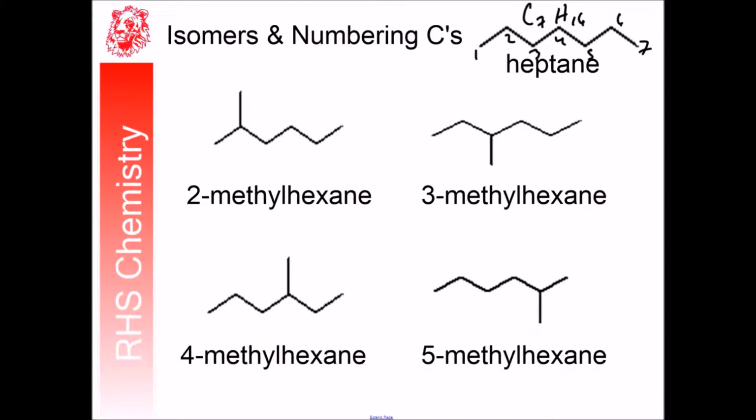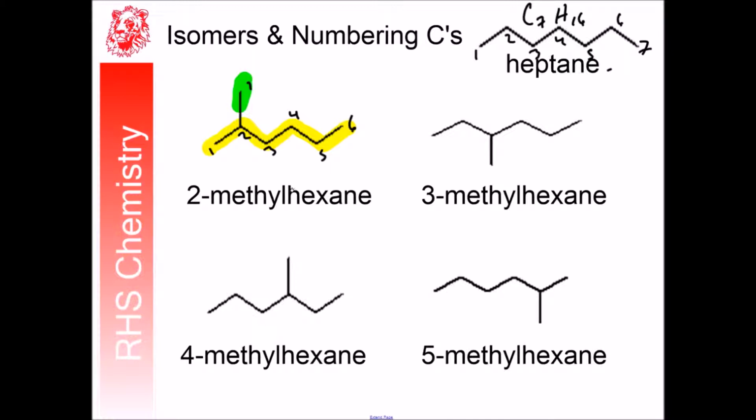However, we could also make some branches. So we could take this carbon right here, break it off of carbon number 6, move it over 1, and attach it down here. And so we would end up with something like this, where here is our parent chain, 1, 2, 3, 4, 5, 6, and then we have a 1 carbon branch. So this is going to be called 2-methylhexane.